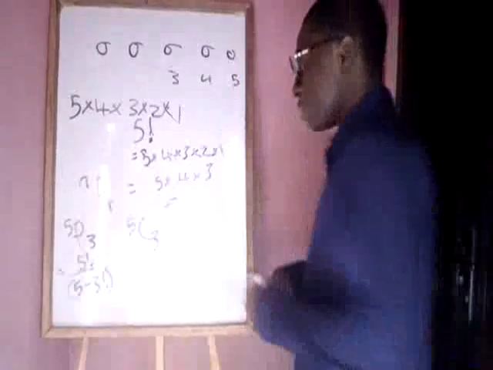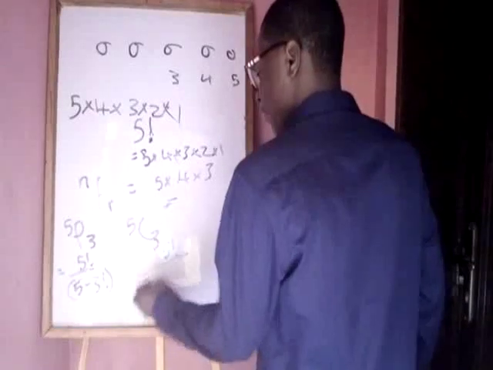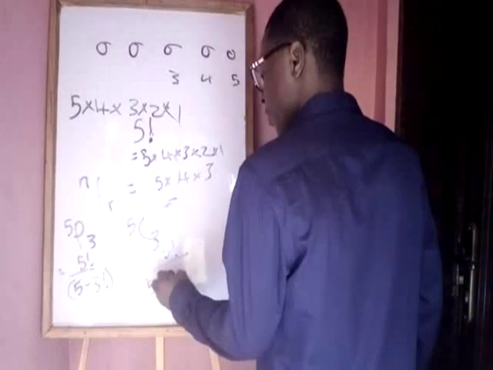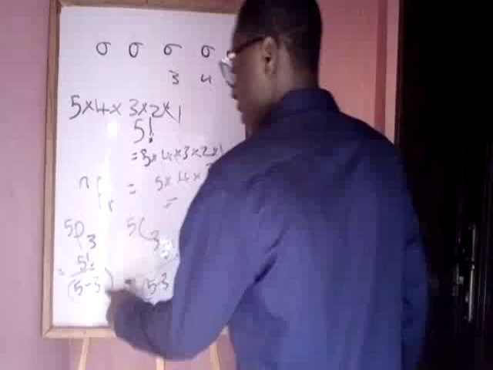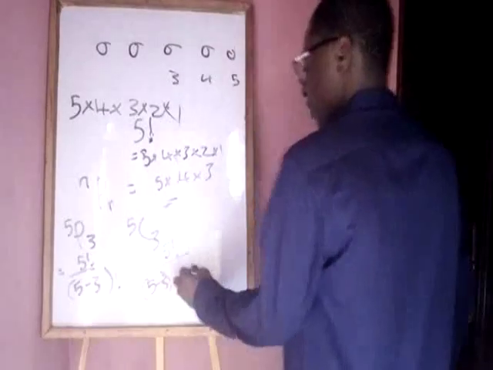Then for the combination, 5C3 will be 5 factorial over 5 minus 3 factorial and 3 factorial. Rather, this factorial is outside: 5 minus 3 factorial and 3 factorial.